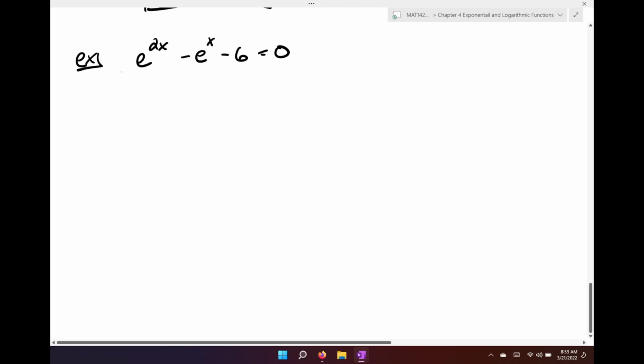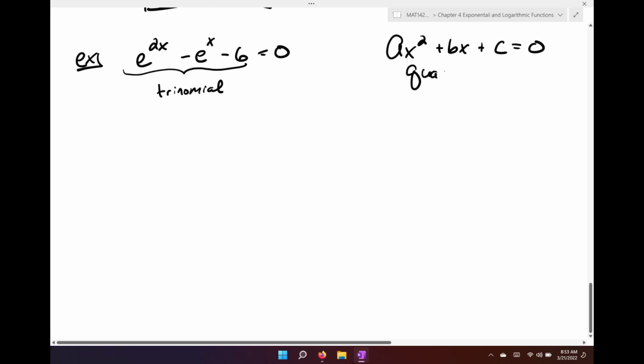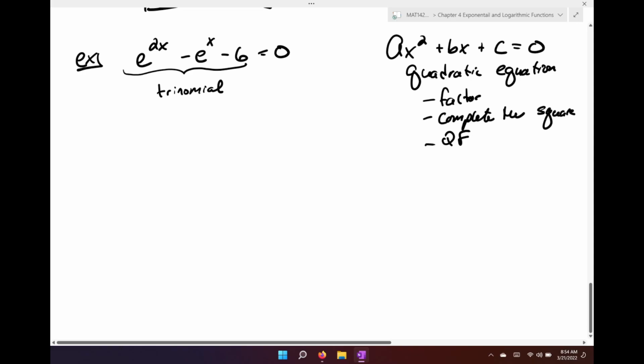First, on the left-hand side, that's a trinomial, okay? And we know when we have trinomials equal to 0, we always solve them as this: ax squared plus bx plus c. In other words, this is a quadratic equation. It's a trinomial, so it's quadratic. And there are a lot of ways that we would go about solving this. We could factor. We could complete the square. We can use the quadratic formula. I mean, there's all these different ways that we can do this.